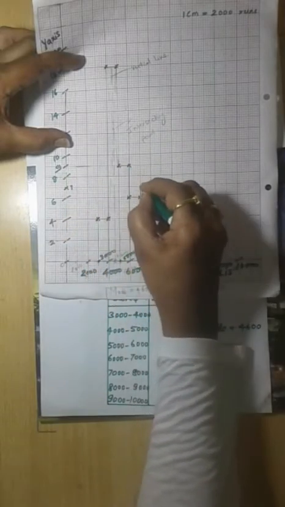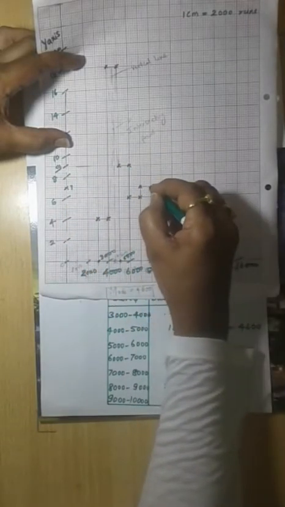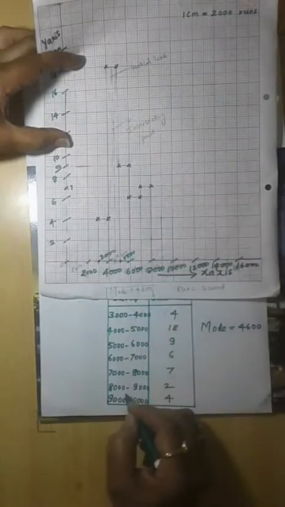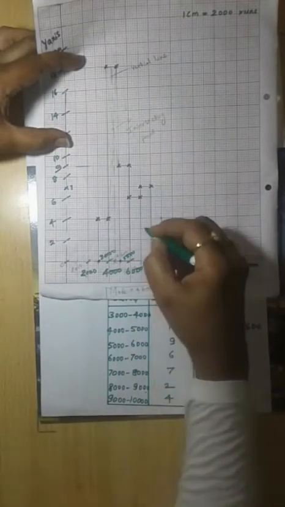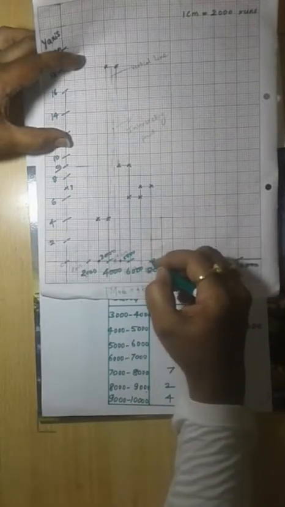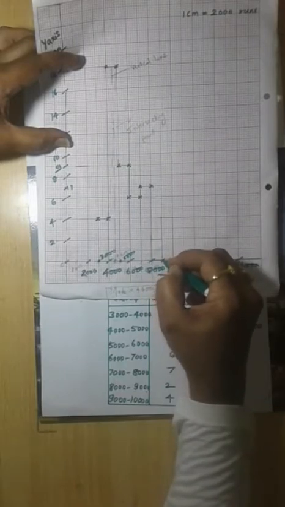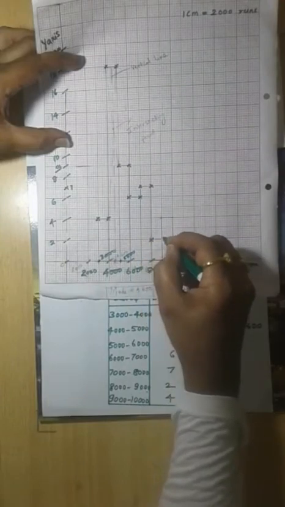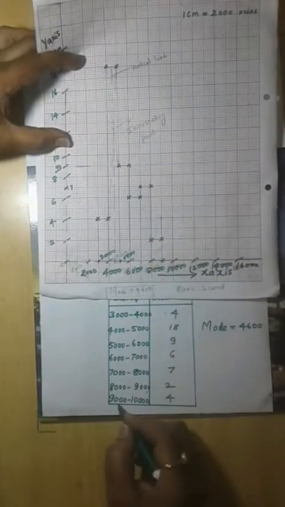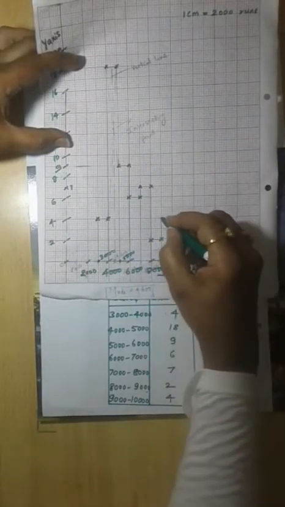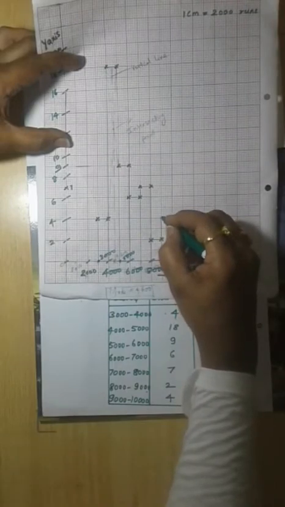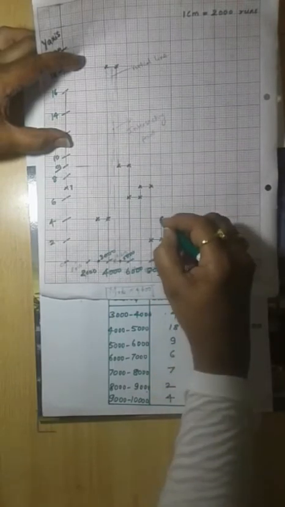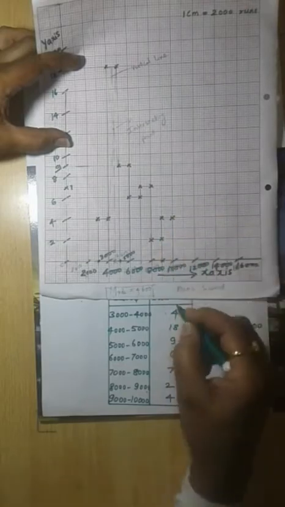So we can draw the value here, 7. And next 8000 to 9000, it is 2. So from 8000 to 9000 the value 2. So here the point will be like this. And next 9000 to 10,000, the point will be 4. So these are the points.